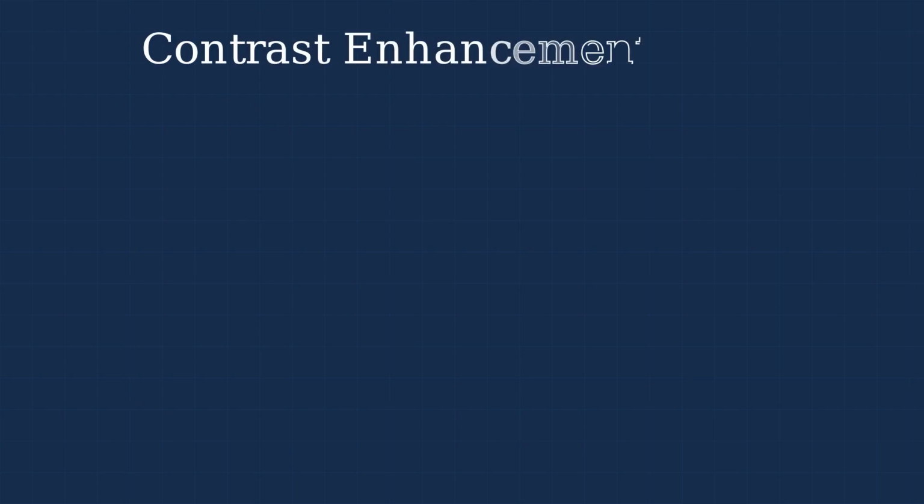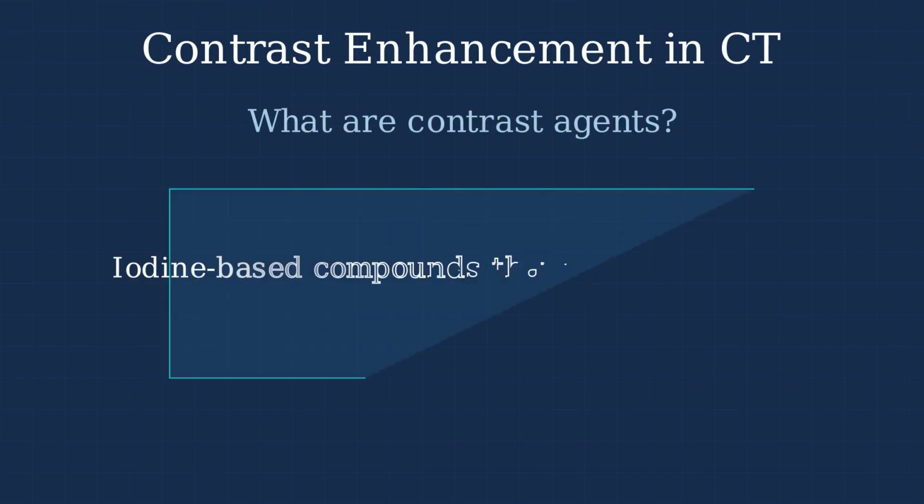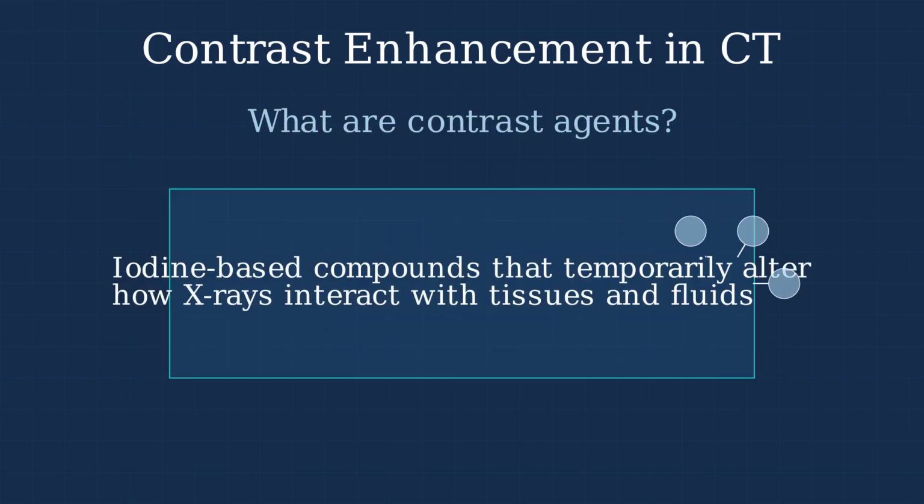Contrast enhancement is a vital technique used in CT imaging to improve visualization of specific structures. Contrast agents are specialized iodine-based compounds that temporarily alter how X-rays interact with tissues and fluids.